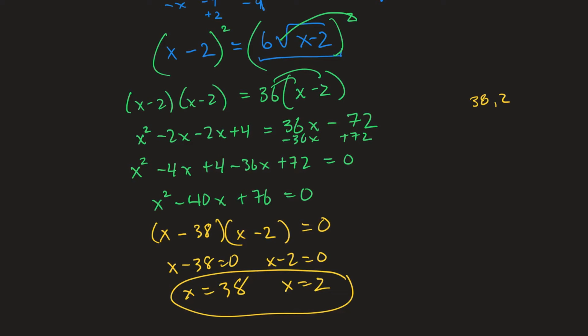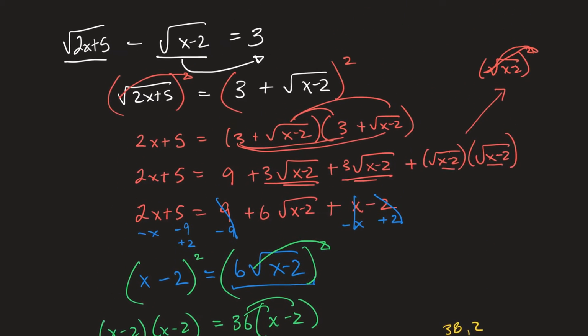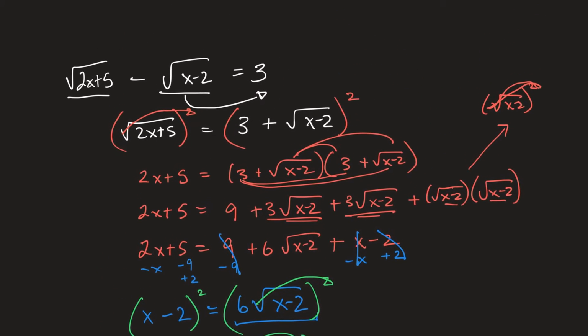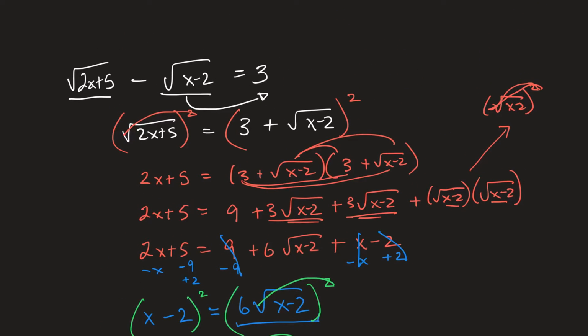But since they're radicals, I need to go back and check. So let's go back and check there. So my answers are 38 and 2. Let's just try this. Let's put a 2 in. Let's see if that'll work. So if I put a 2 in there, 2 times 2 is 4, plus 5 is 9. The square root of 9 is 3. So this side I have a 3. And then I'm putting a 2 in there. 2 minus 2 is 0. Square root of 0 is 0. And 3 minus 0 is 3. Yeah, so that works. So I was looking for 38 and 2. 2 I've checked off. So 2 works.